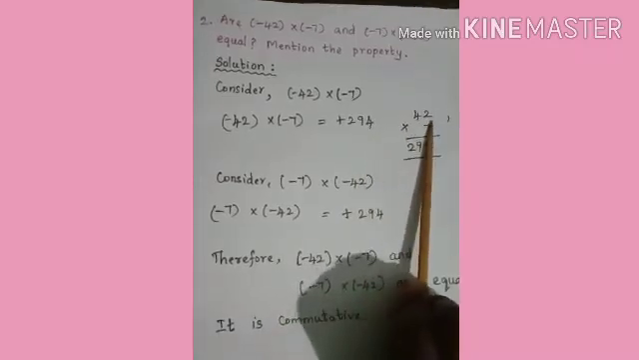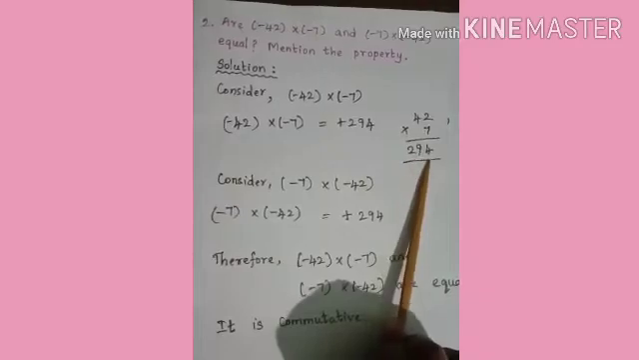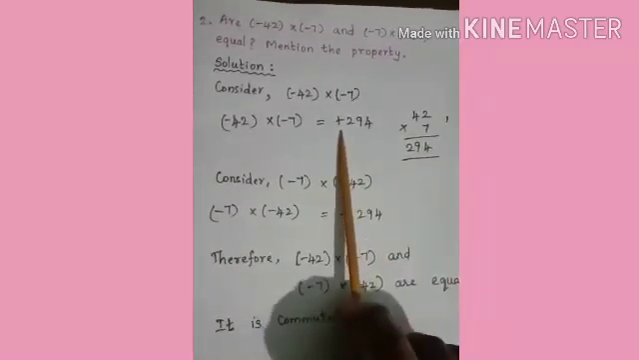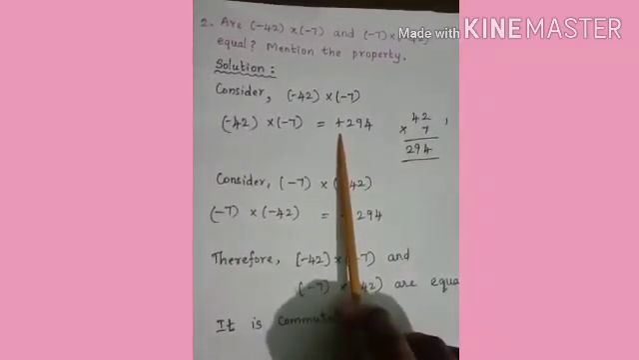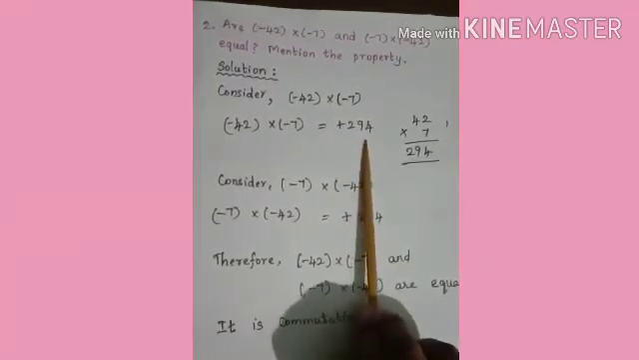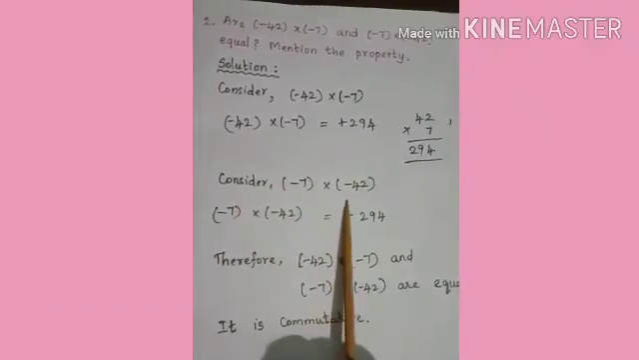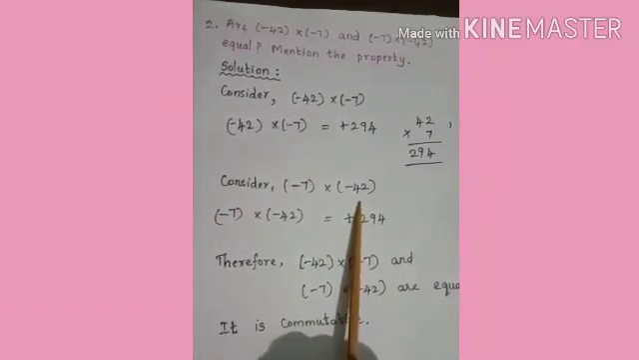We know how to multiply 42 into 7. That is 294. Therefore, we get minus 42 into minus 7 is equal to plus 294. Now, consider minus 7 into minus 42.